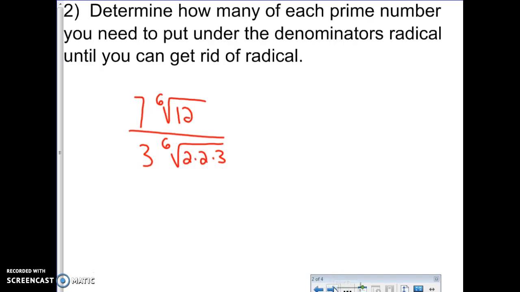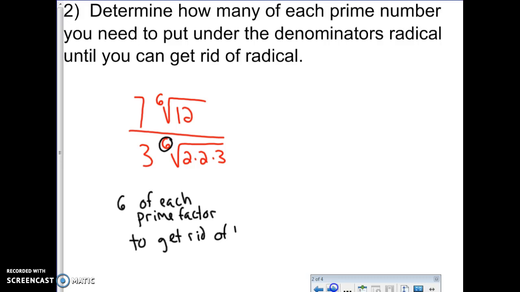The next thing we want to do is determine how many of each prime number you need to put on the denominator's radical until you can get rid of the radical. So in this case, I need 6. I need 6 of each prime factor to get rid of the radical.